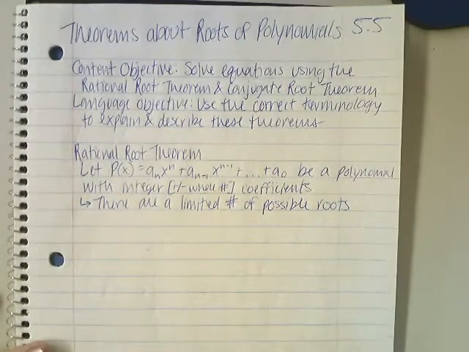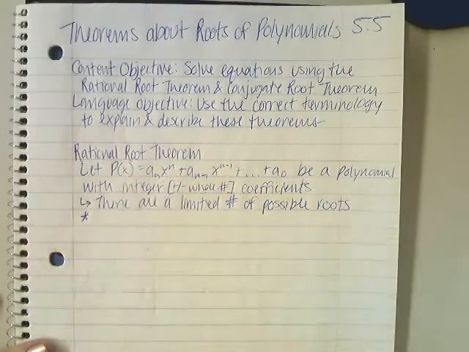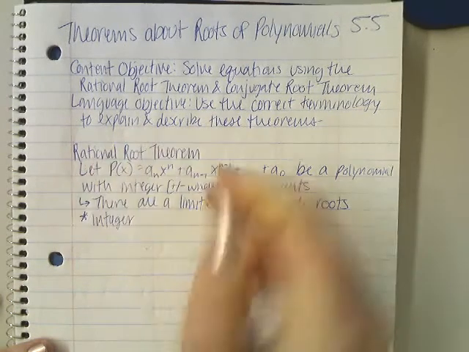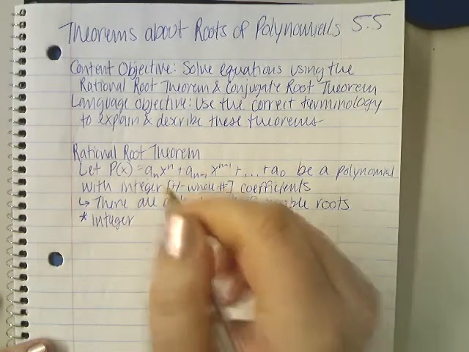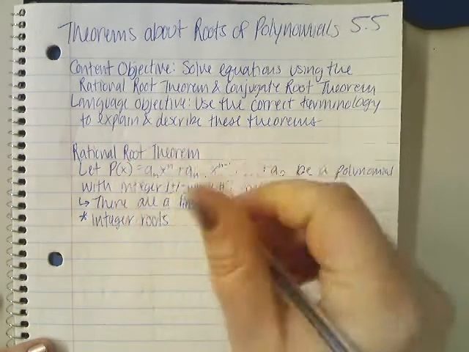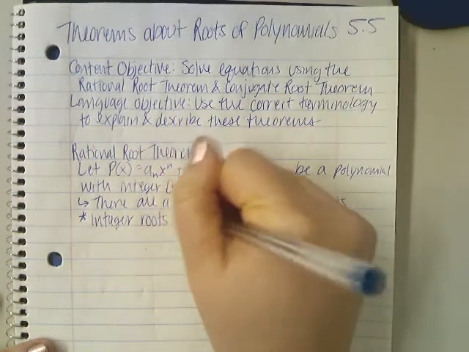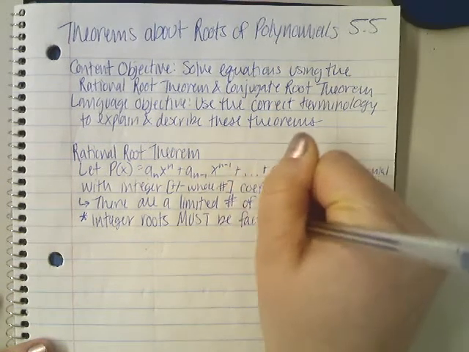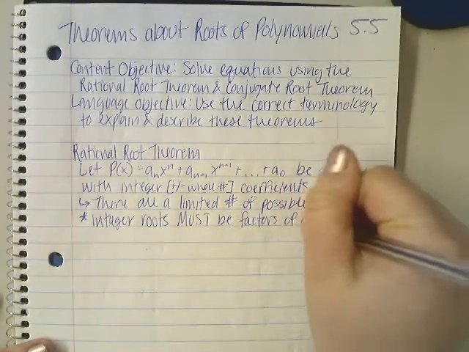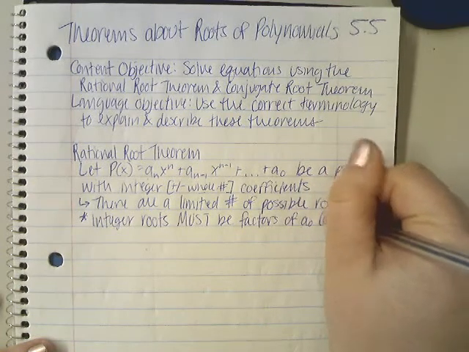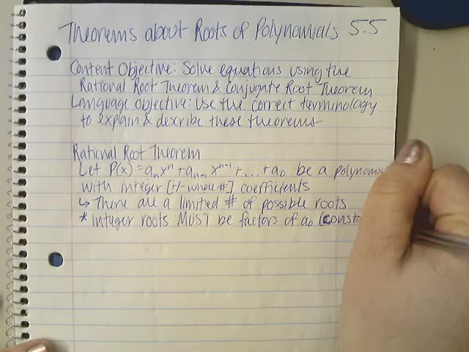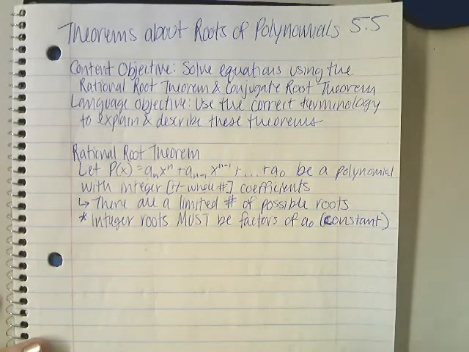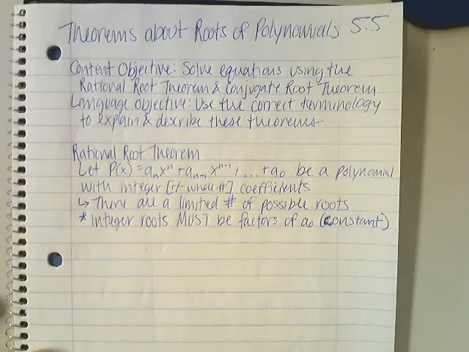So there are a limited number of possible roots, and we know that integer roots, which again are our positive or negative whole numbers, or x-intercepts, must be factors of a sub 0, which is just our constant. If you notice here, a sub 0 is just the constant of our polynomial, or the term without a variable. So if we have integer roots of a polynomial, then those integer roots must be factors of our constant. That's what this is saying if we're breaking it down.